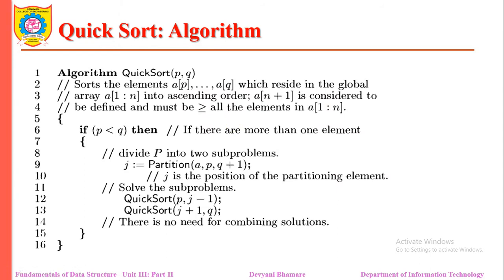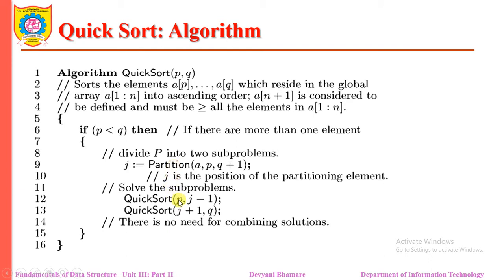Here quicksort is the algorithm, and we want to sort the elements from A of p to A of q. If there is more than one element in the sub array, then we divide that sub array into two parts, greater than the pivot element and less than the pivot element. Only at that time we call the partition function. The partition function performs the partitioning and returns the position of our pivot element.